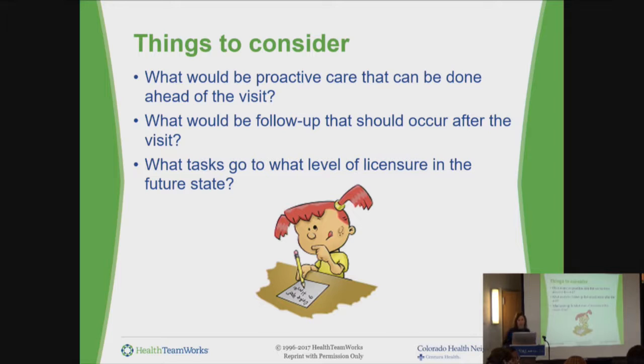So here are some things to consider in your future state map. Again, this goes back to the current state, but what are more proactive things we could be doing ahead of the visit? What follow-up things would we be doing in our ideal state? And what tasks go to whatever level of licensure in the future state? Also, looking at which roles are overburdened already, how do we redistribute to license? So really just stepping back and taking a look at it. If you're from a practice or a system and you want to try to add a role like care coordinator or care manager, if you have that coming, feel free to do that.